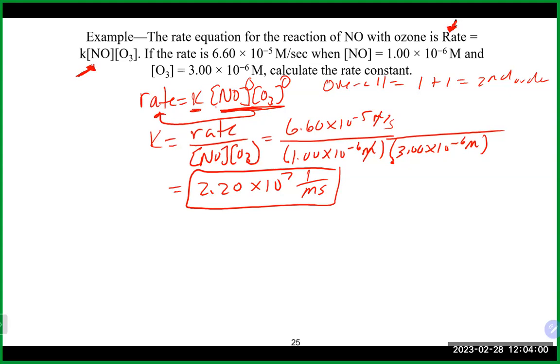Yeah. I get it because if we just look at the units up on top are molarity divided by seconds, divided by on the bottom molarity and molarity. So basically the molarity up on top cancels the molarity on the bottom. And that means that we end up with 1 over molar seconds.